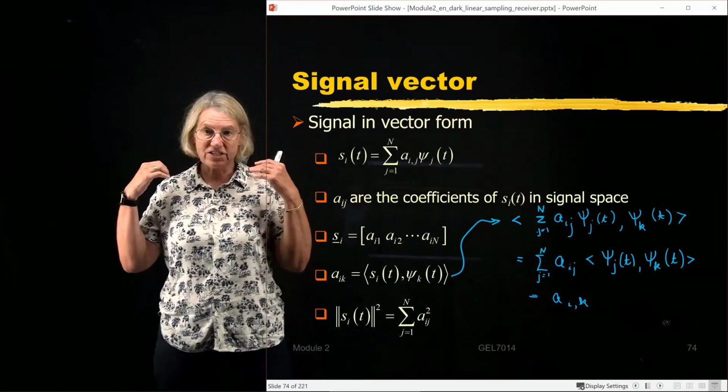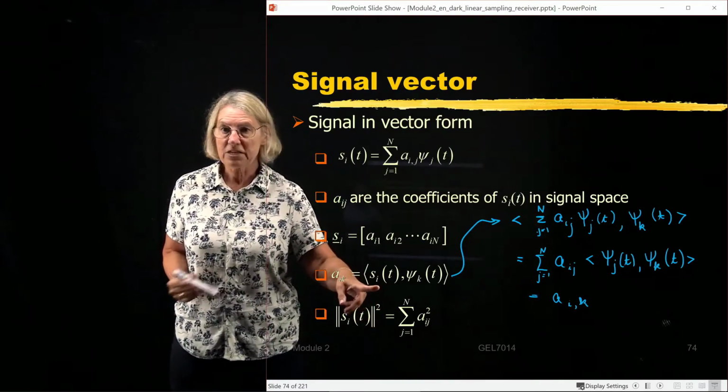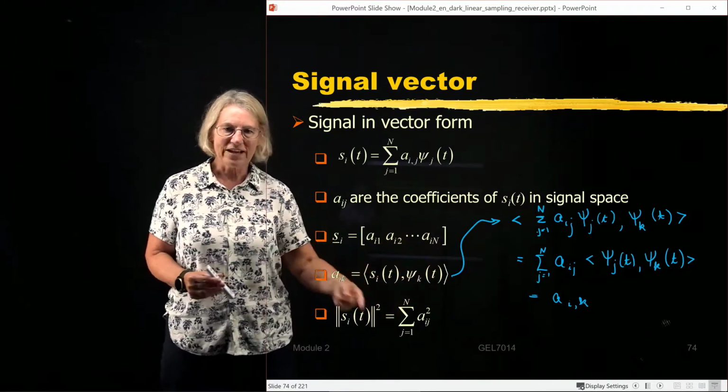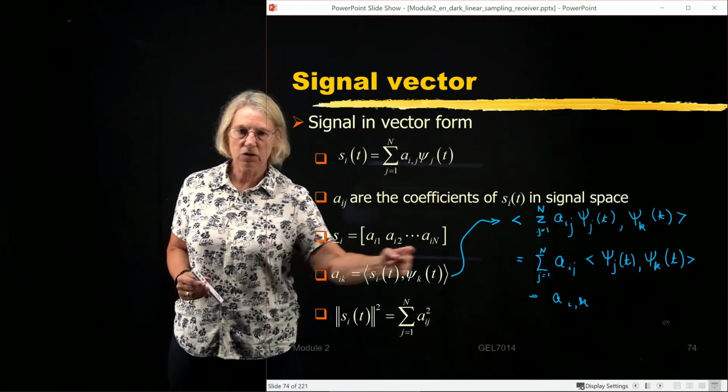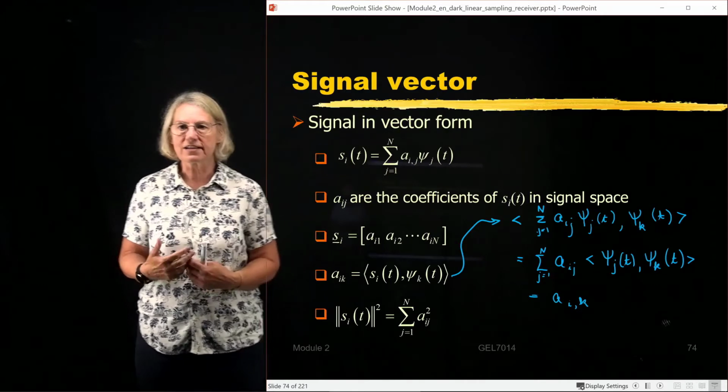So once I have the collections of C, I take the inner product of the symbol I'm interested in with each one of the basis vectors, and I get the coordinates, and then I put the coordinates into a vector. So now I have a vector representation of this time-varying signal.